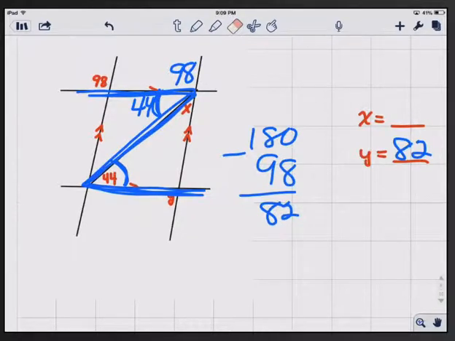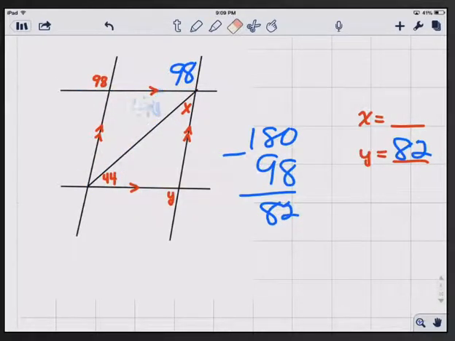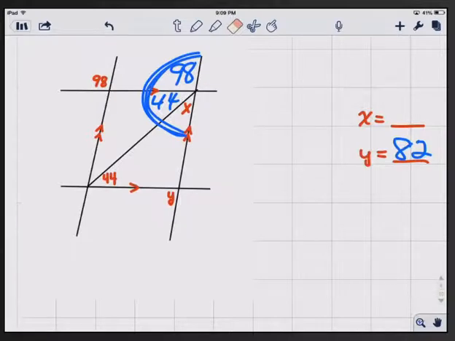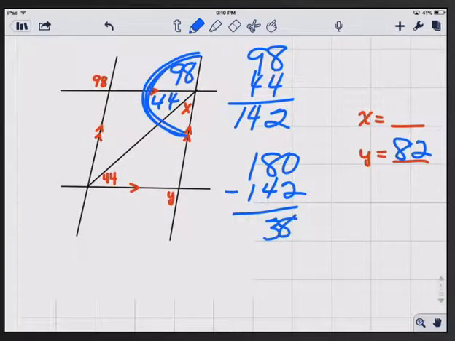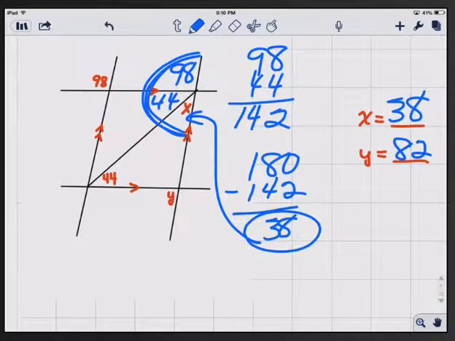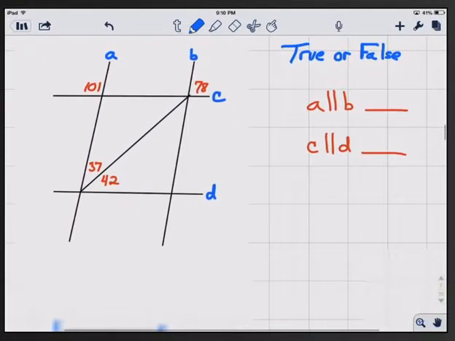And we'll get rid of some of the scribble here. I'm just going to rewrite the 44. Now I can see that these three angles, x being included as one of the angles, have to add to equal 180. So if the first two angles, 98 and 44, add to equal 142, then we subtract 180 minus 142, and we get 38 degrees for x. Next problem.